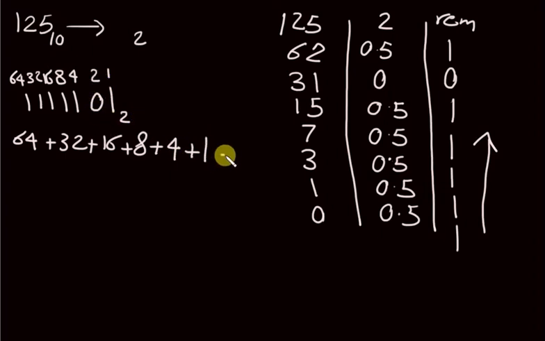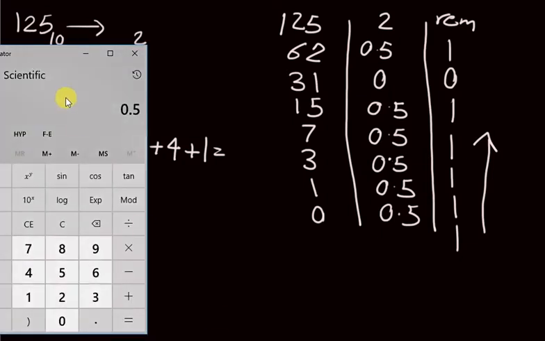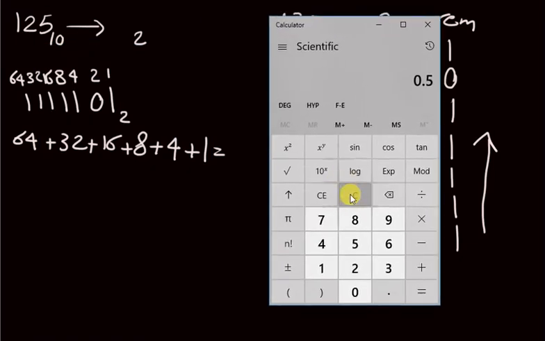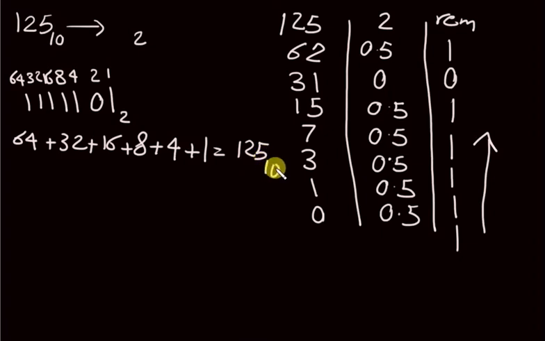This is 0, so we're not going to add it. And then if I add all of these numbers together, I have to get 125. So 64 plus 32 plus 16 plus 8 plus 4 plus 1 will give me 125 base 10. This 125 is equal to this 125, so that means this is correct and it works.